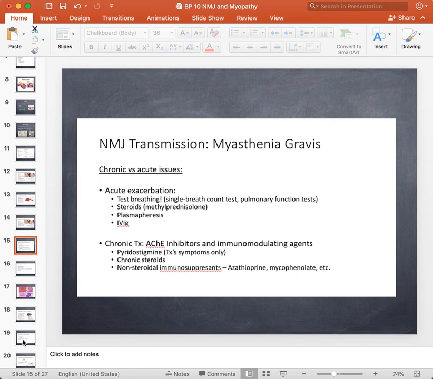These people in the acute setting will get steroids, typically methylprednisolone. They also, options are plasmapheresis or IVIG in the right setting. Chronically, essentially you have acetylcholinesterase inhibitors and immunomodulating agents. The big one is pyridostigmine, but I should note that that really is symptomatic treatment only. Some of these patients might end up on chronic steroids. And then steroid-sparing agents, these non-steroidal immunosuppressants, are azathioprine, mycophenolate.